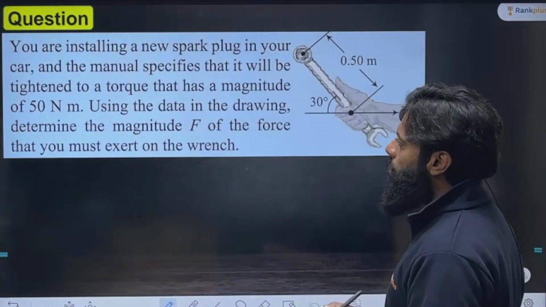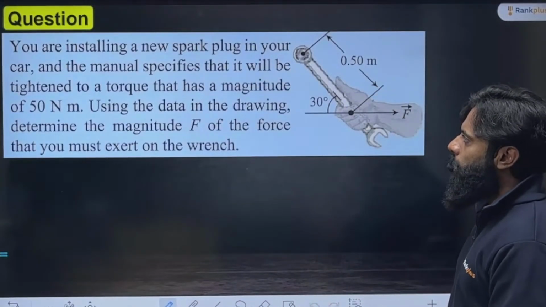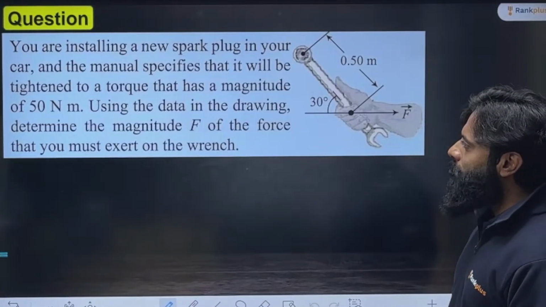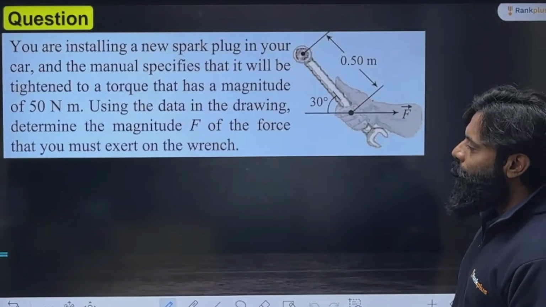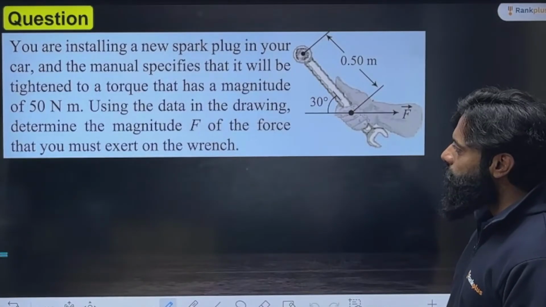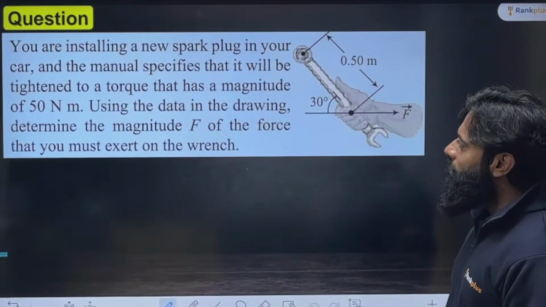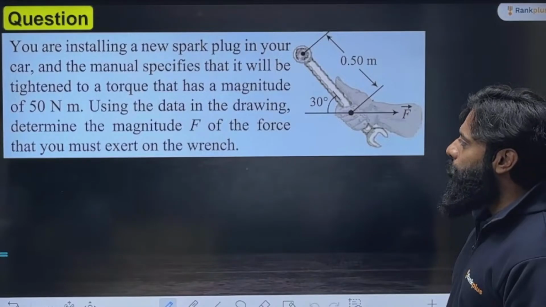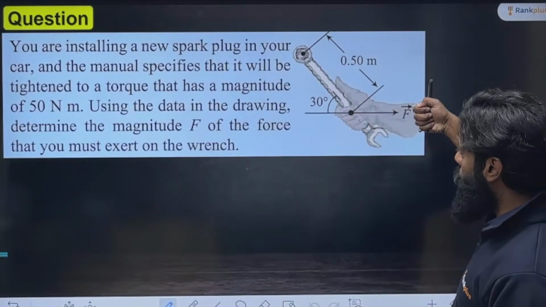Next, let's solve this question. According to this question, you are installing a new spark plug in your car, and the manual specifies that it will be tightened to a torque that has a magnitude of 50 Newton meter. That means if you apply 50 Newton meter, your spark plug will get tight. Using the data in the drawing, determine the magnitude of the force F that you must exert on the wrench. Okay. So basically, you are applying the force in this direction.